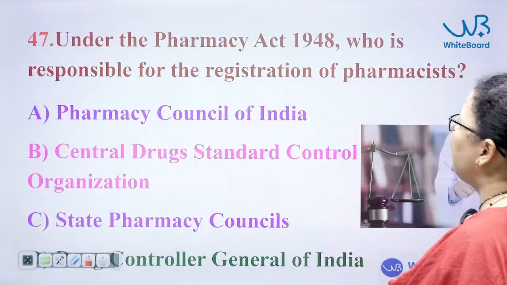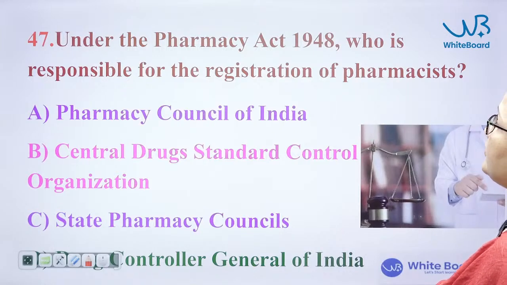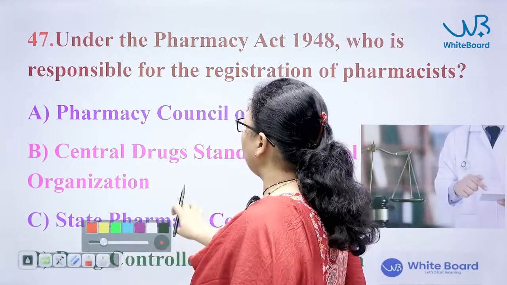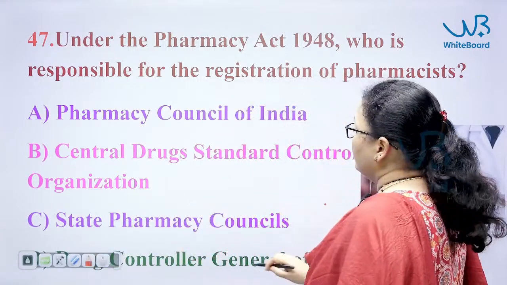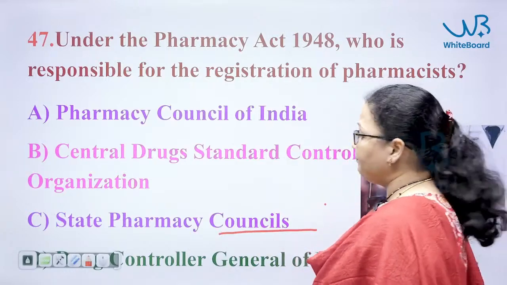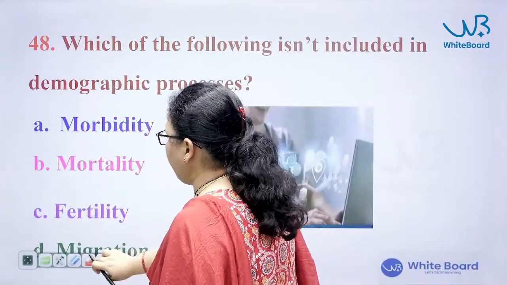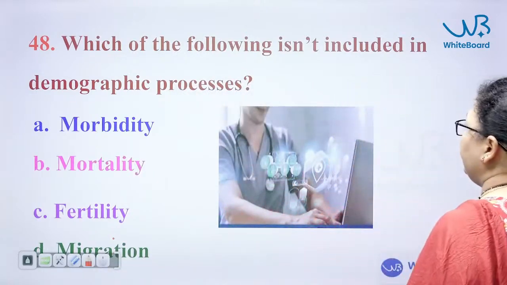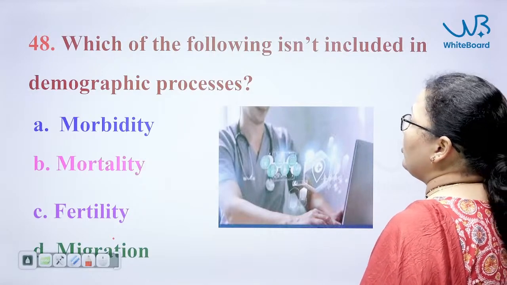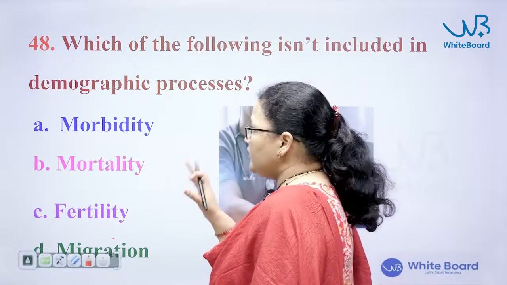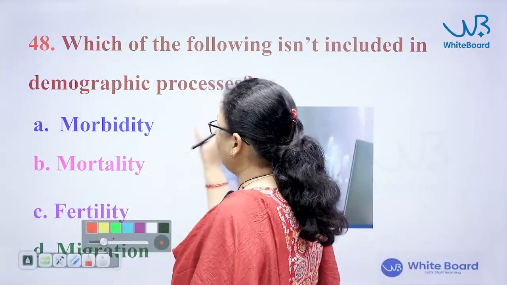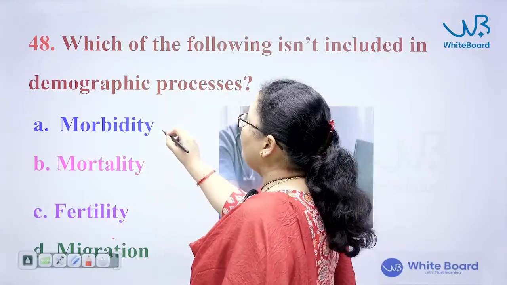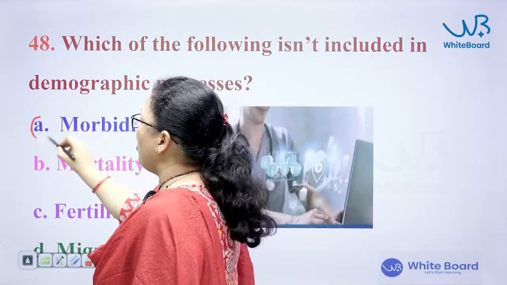Next, under the Pharmacy Act 1948, who is responsible for the registration of the pharmacist? Okay, so who is responsible for the registration of the pharmacist? State Pharmacy Council. All these are direct questions, so there is no explanation required. Which of the following isn't included in the demographic process? Okay, so which is not included whenever you are going to do this type of studies, regional or locality studies? Morbidity is not included, that is the option A.